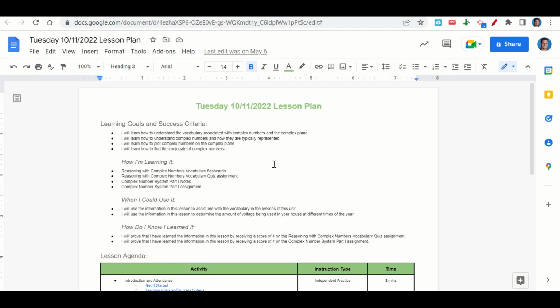Through the Reasoning with Complex Numbers vocabulary flashcards and the Reasoning with Complex Numbers vocabulary quiz assignment, as well as the Complex Number System Part 1 notes and the Complex Number System Part 1 assignment. When can we use this information? To assist with the vocabulary in the lessons of this unit and to determine the amount of voltage being used in your house at different times of the year. How do we know we learned it? By getting a score of 4 on the Reasoning with Complex Numbers vocabulary quiz assignment and the Complex Number System Part 1 assignment.